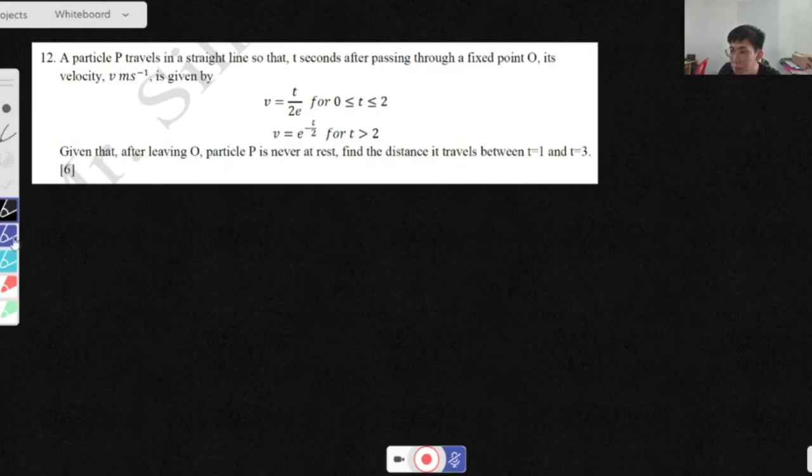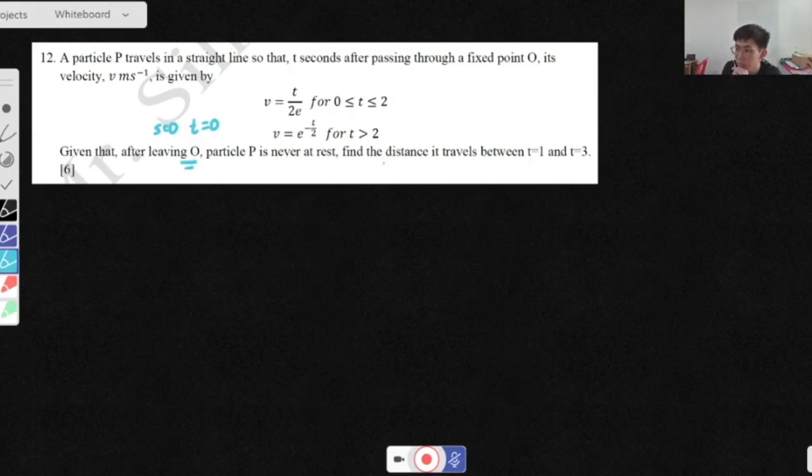A particle P travels in a straight line so that t seconds after passing through a fixed point O, its velocity is given. The question says, given that after leaving O, meaning when s is equal to 0, t is also 0. Meaning at the initial time, s will be 0. Particle P is never at rest. Find the distance traveled from 1 to 3.